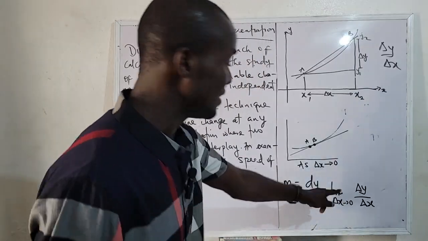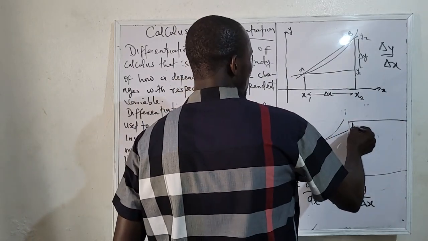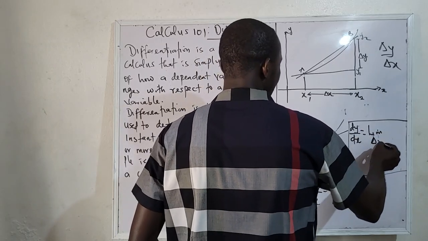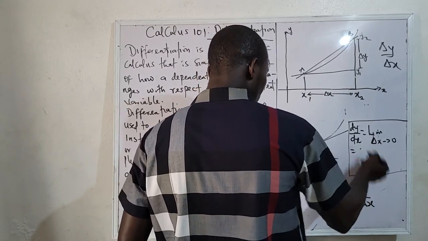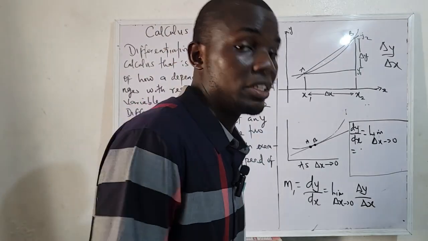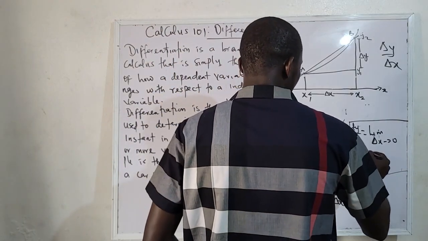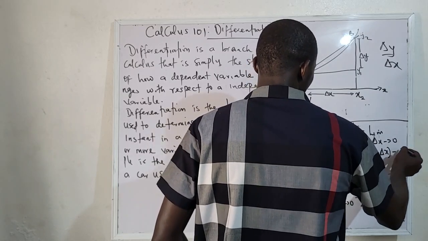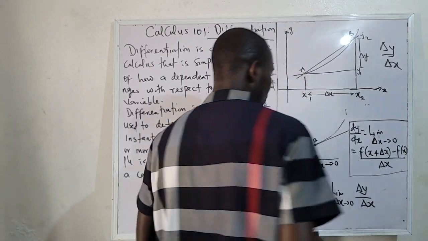And if we want to write this, what are we going to write? We will write this as dy over dx equals the limit as change in x approaches 0, and this is our change in y. If I put it in terms of f of x, which is another way to describe the variable y, so we have f of x plus change in x minus f of x, over change in x.